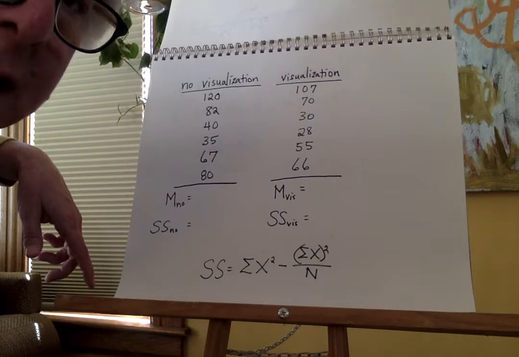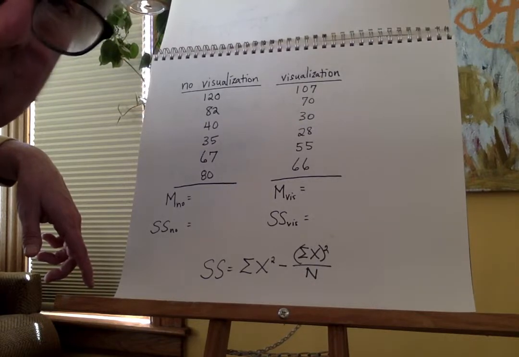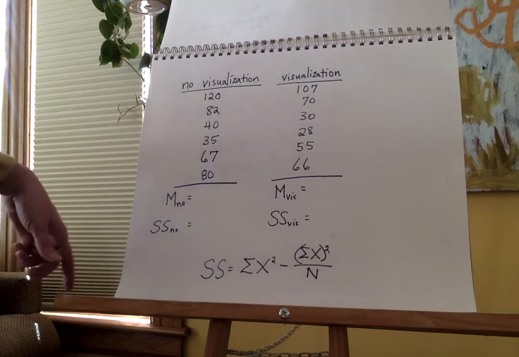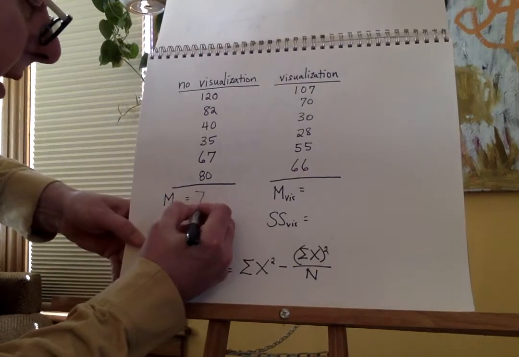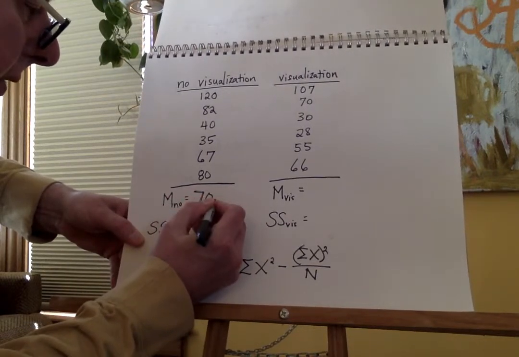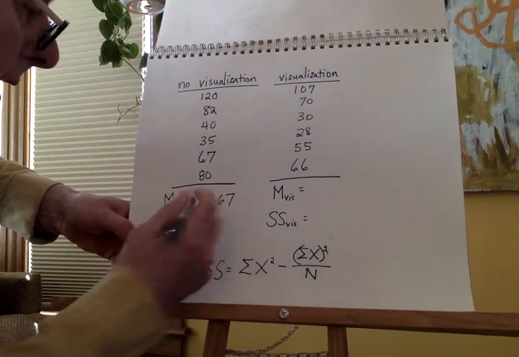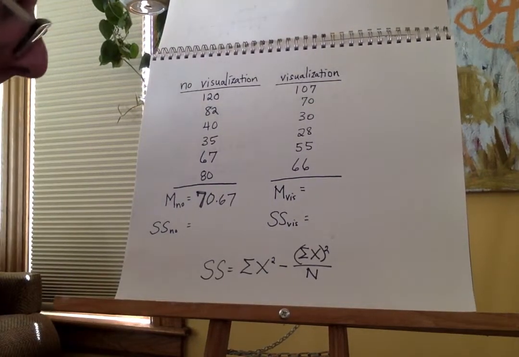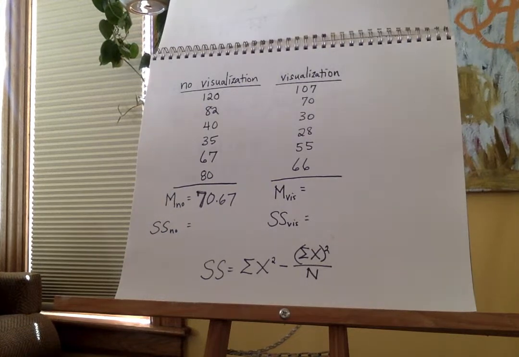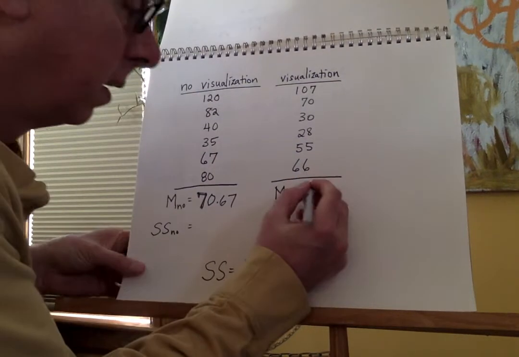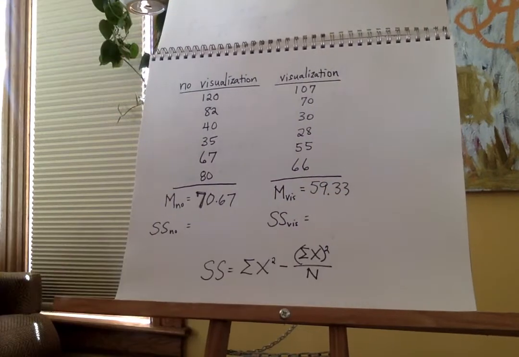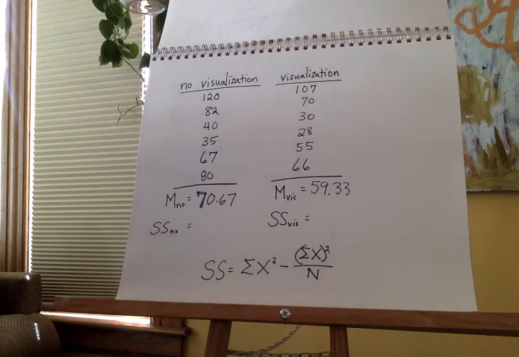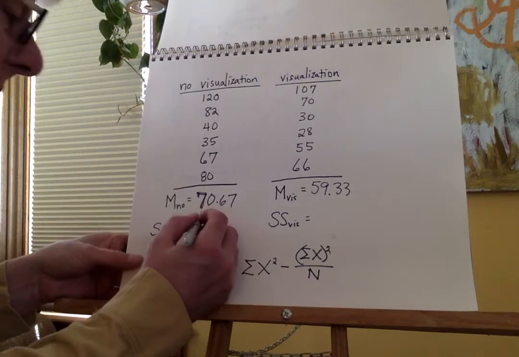Okay, so we're back. Hopefully you did the computations. Let's see if our numbers match. The mean for the first group is 70.67. Okay. My marker's dying here. The mean for the second group is 59.33. Hopefully people got those numbers, right? Sum of squares for the first group is 4,875.33.